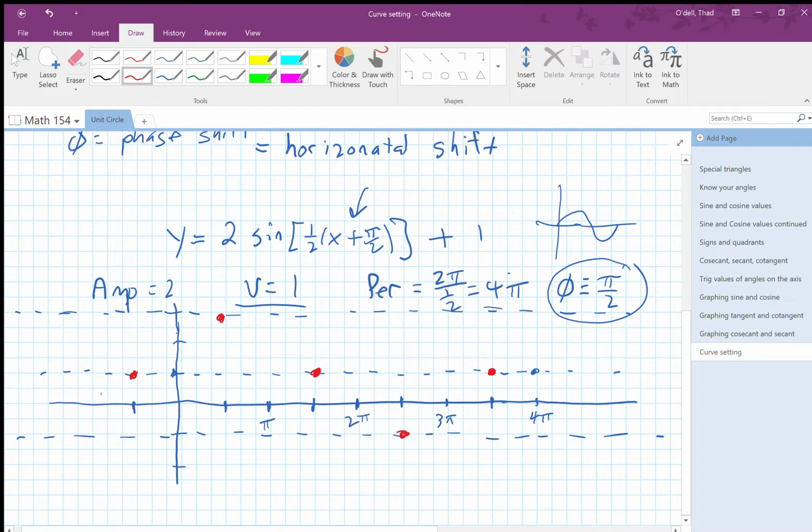So now I'm just going to draw this beautiful sine curve. Whoops, I missed over here, didn't I? Show it more like that.